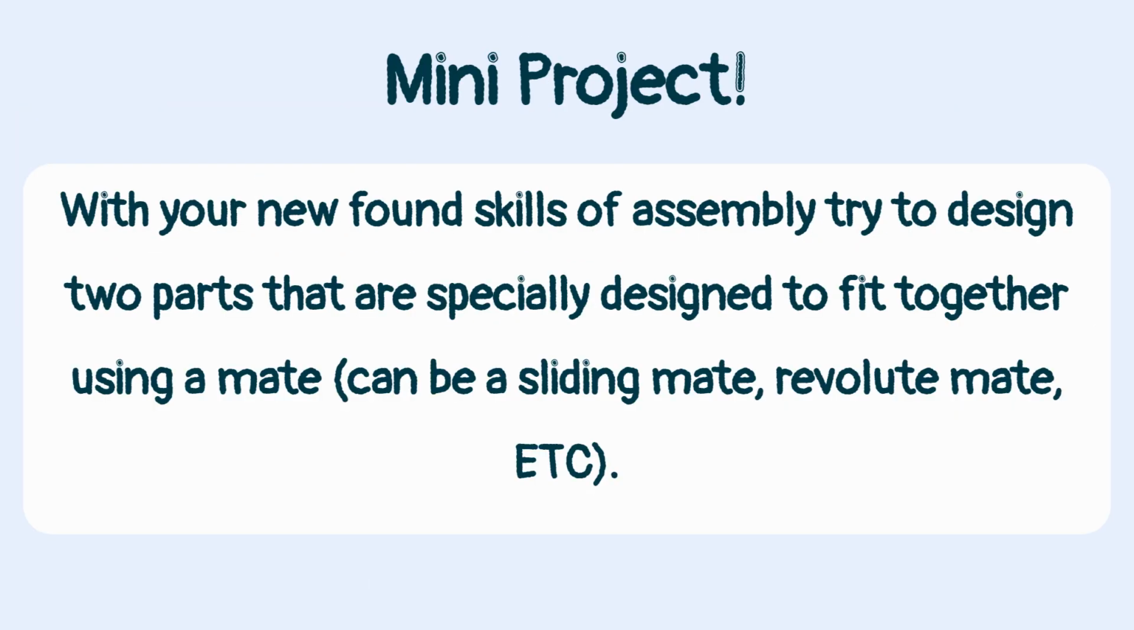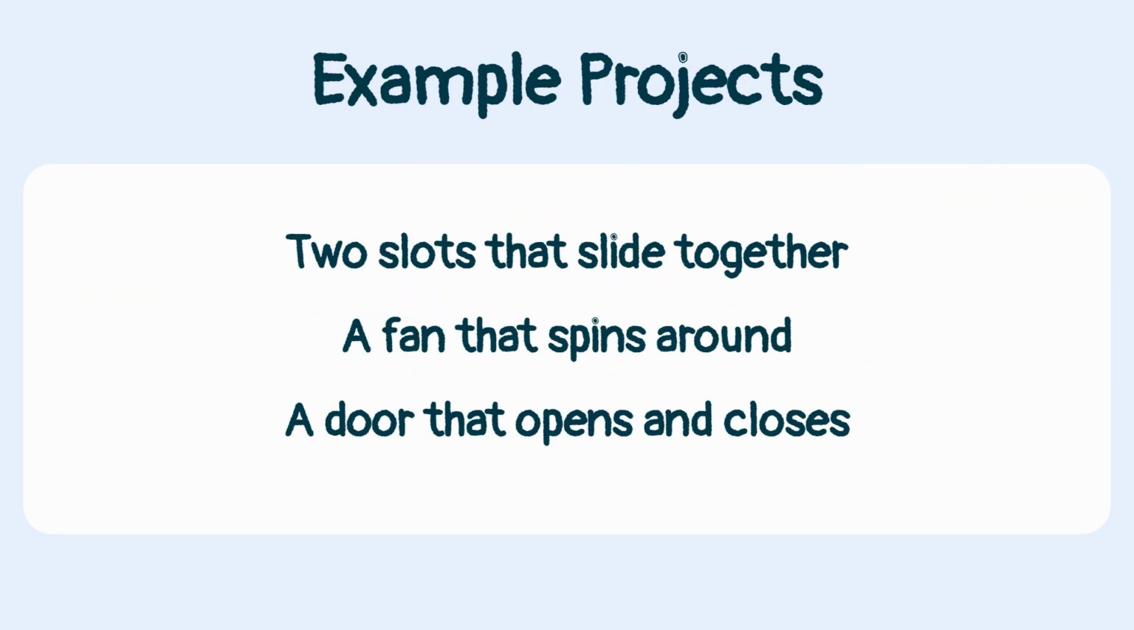Alright, this brings us to the mini project for this lesson. With your newfound skills of assembly, try to design two parts that are specially designed to fit together using a mate. This can be a sliding mate, a revolute mate, or any others that you found. Some example projects, maybe two slots that slide together, or a fan that spins around, or also maybe a door that opens and closes using a hinge.